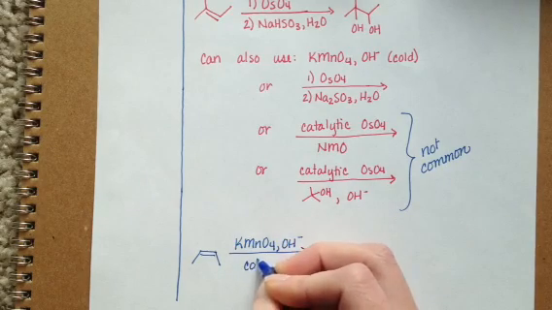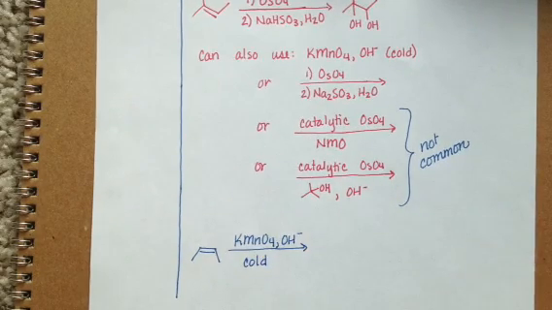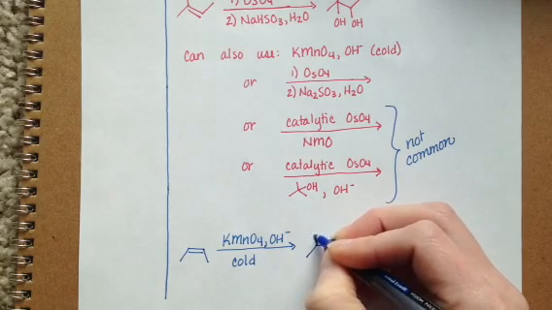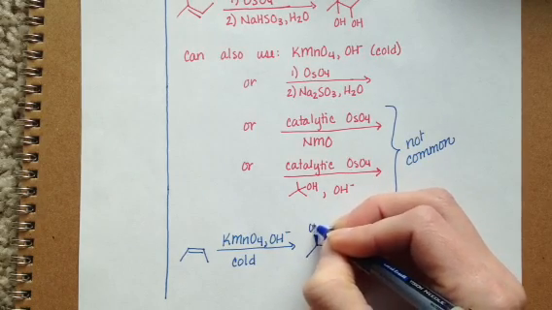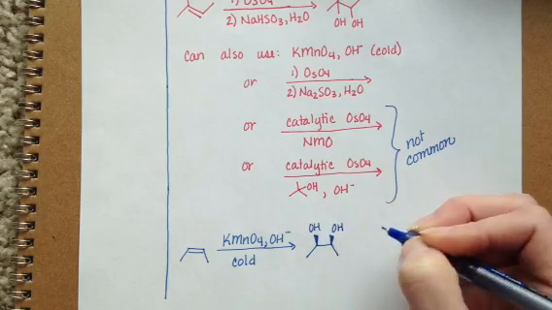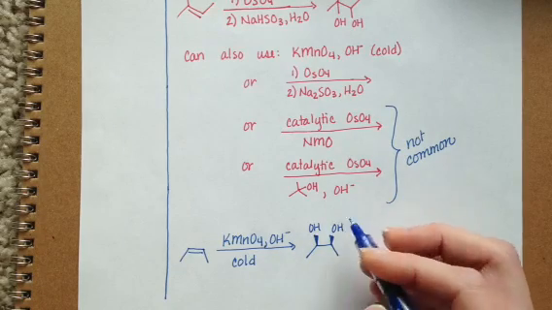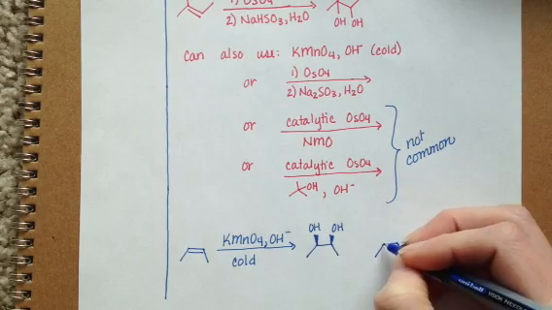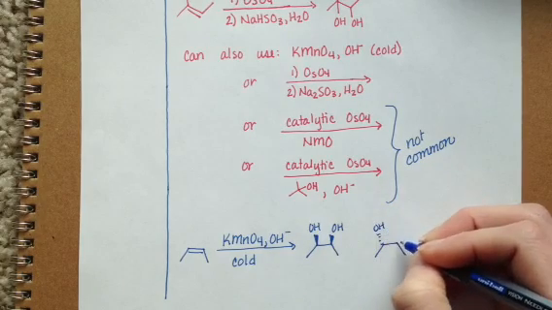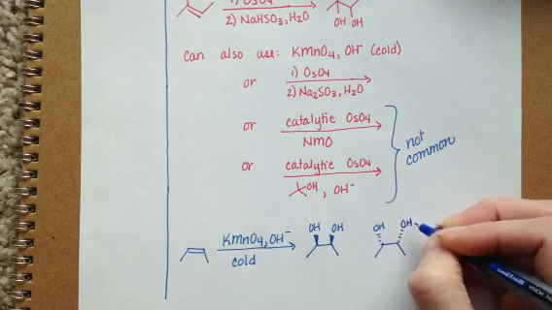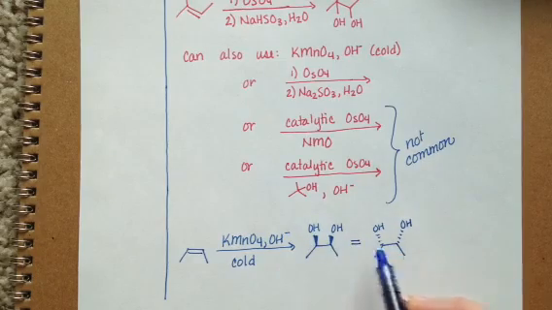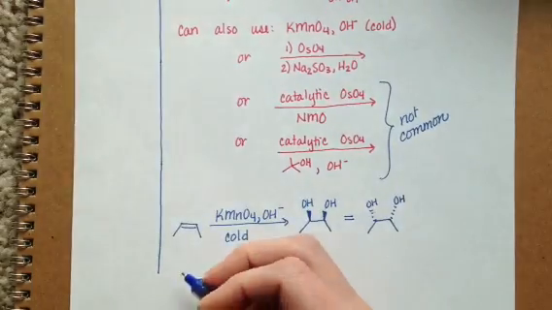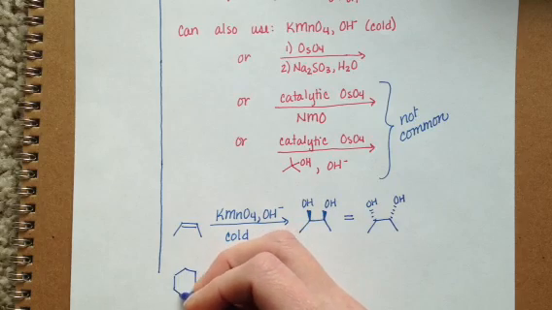So here's one example: potassium permanganate, cold, with peroxide, Syn dihydroxylation. If this wasn't a symmetrical molecule, we'd also have an enantiomer that we could draw. But because of the symmetry, those two molecules are the same thing, so we don't need to draw it twice. Here's one more example.